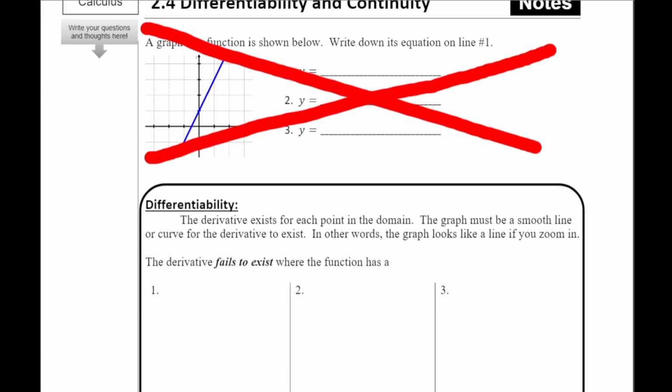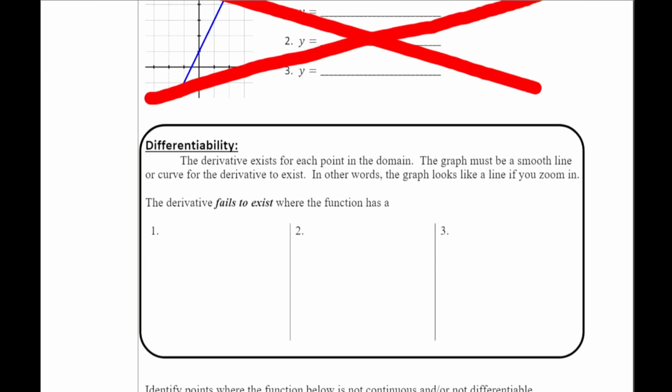So we're talking about differentiability today. The derivative exists for each point in the domain. The graph must be a smooth line or curve for the derivative to exist. The derivative fails to exist where the function has, one, a discontinuity. So that can look like this, where there's a discontinuity at this hole here, or there's a discontinuity such as that. Just draw some arrows there.